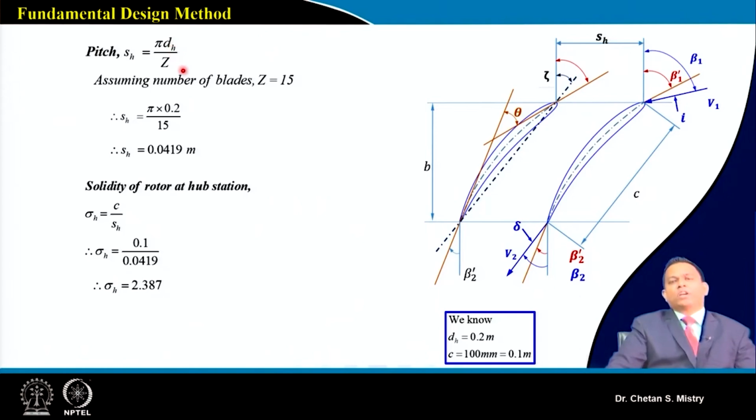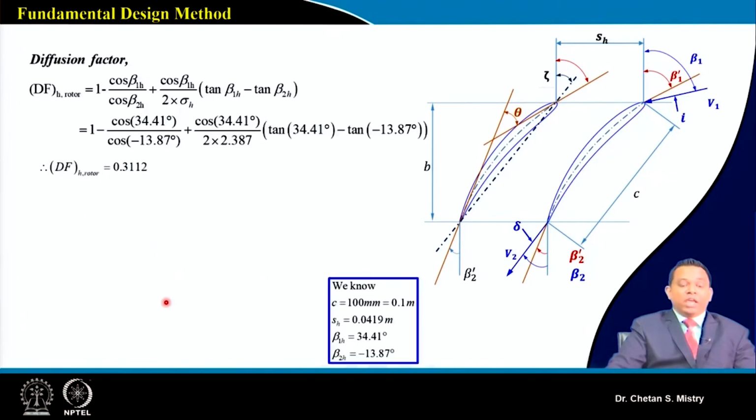Now in order to avoid confusion, the numbers we assumed for free vortex, the same numbers we are considering. So for this case, our number of rotor blades we are assuming to be 15, so it is possible for us to do a one-to-one comparison. No one is stopping you from changing this number of blades again. So if we put this number, we can calculate our pitch, and that is coming 0.0419 meter. And my solidity is coming 2.387.